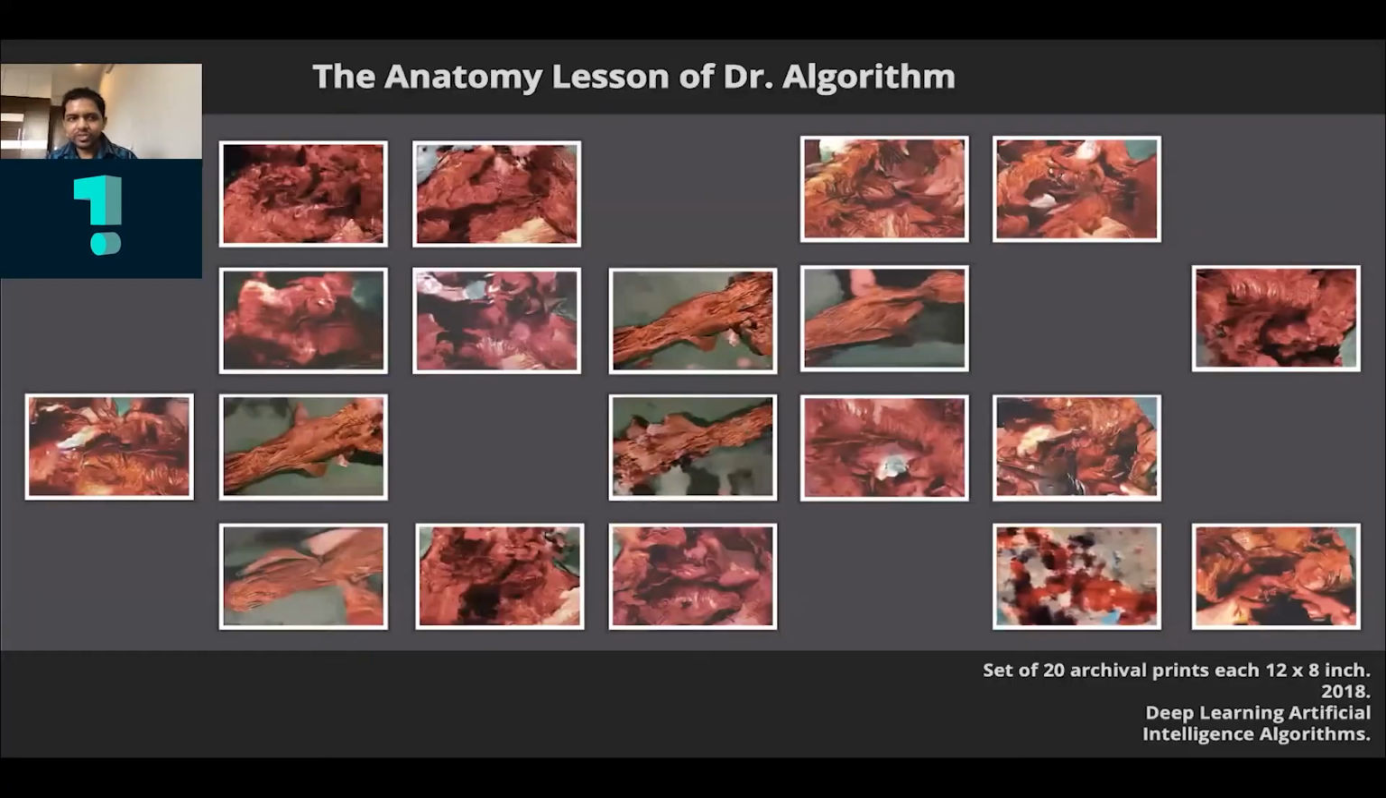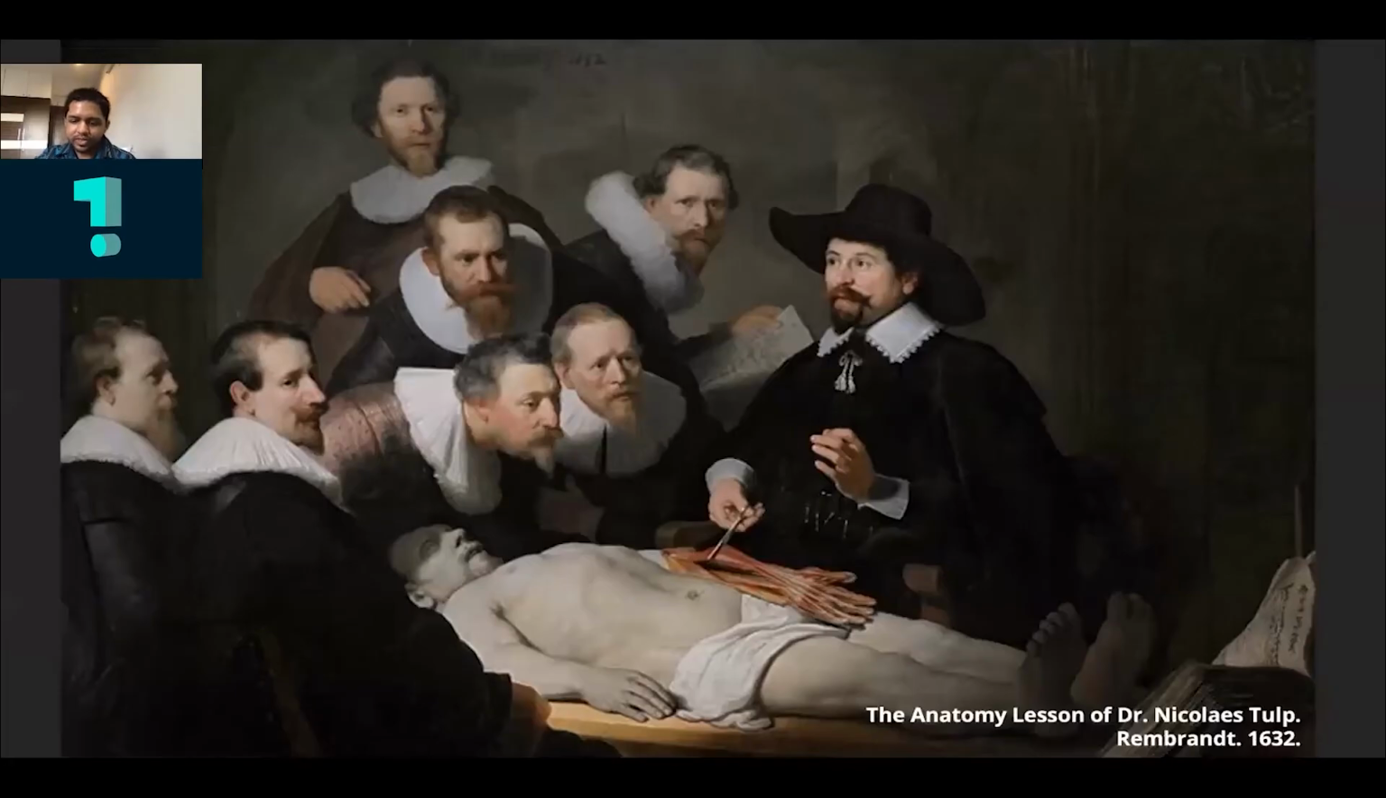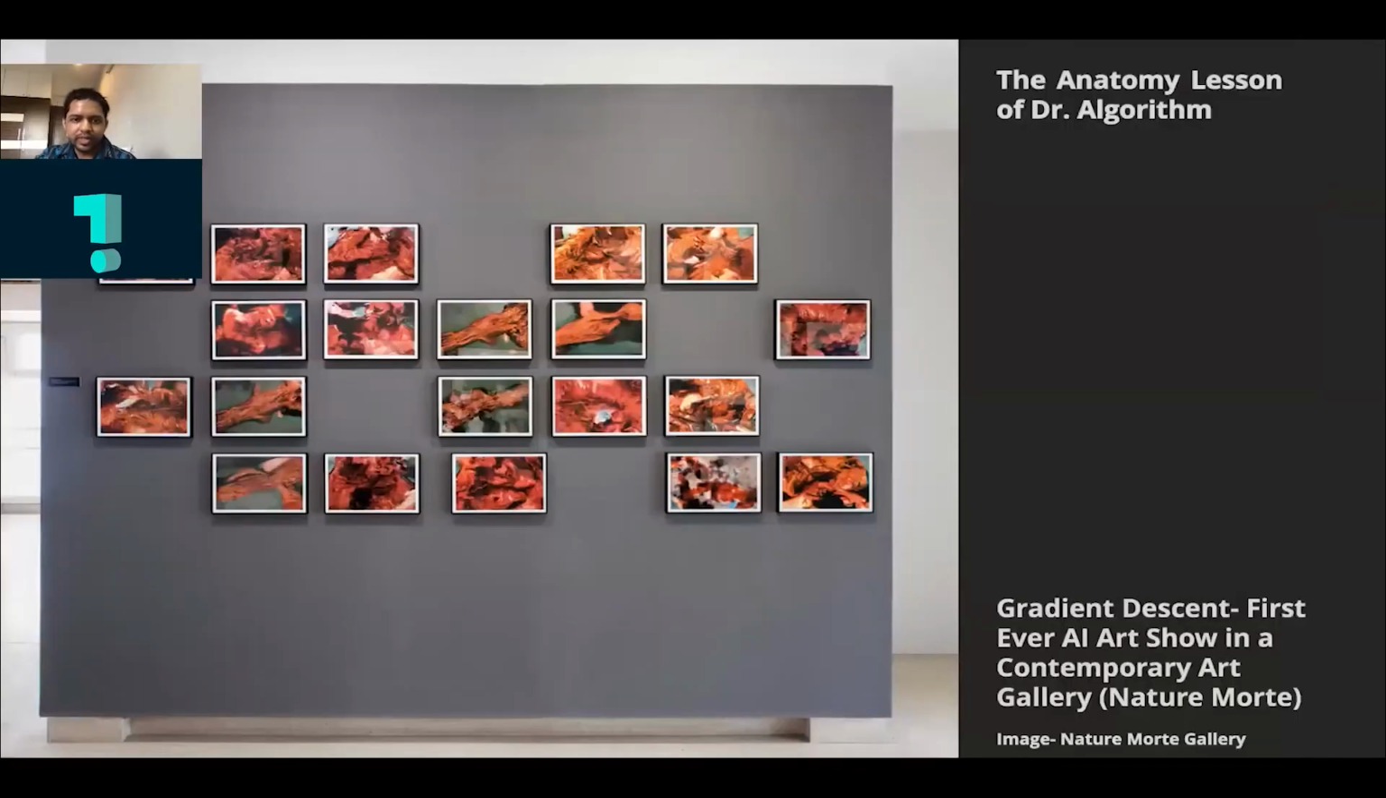So I am not particularly interested in creating realistic images. I'm more interested in the art aspect of it. So I use GANs in various ways to generate different kinds of imagery. One of the first pieces that I did with GANs was this project called The Anatomy Lesson of Dr. Algorithm, which is a set of 20 prints.